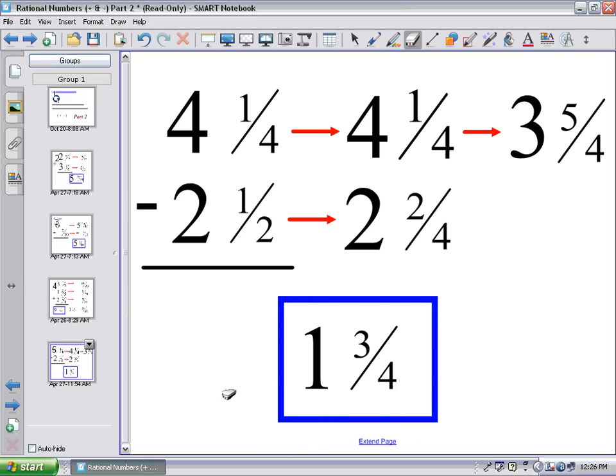And these are our 4 examples, and this is it, adding and subtracting fractions. I hope you found this both helpful and informative.